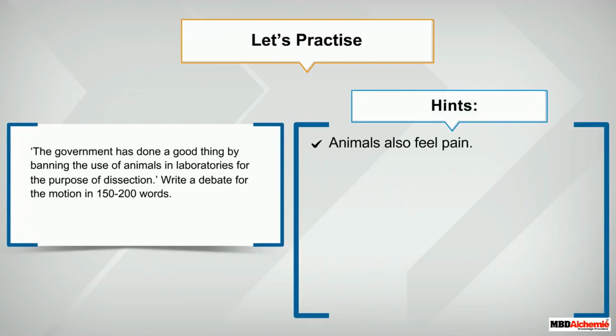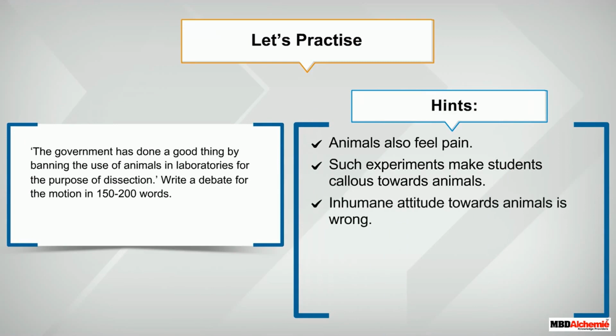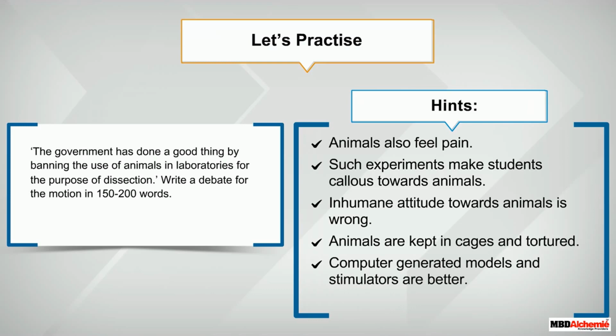Hints. Animals also feel pain. Such experiments make students callous towards animals. Inhumane attitude towards animals is wrong. Animals are kept in cages and tortured. Computer-generated models and simulators are better. Animals too have a right to live.